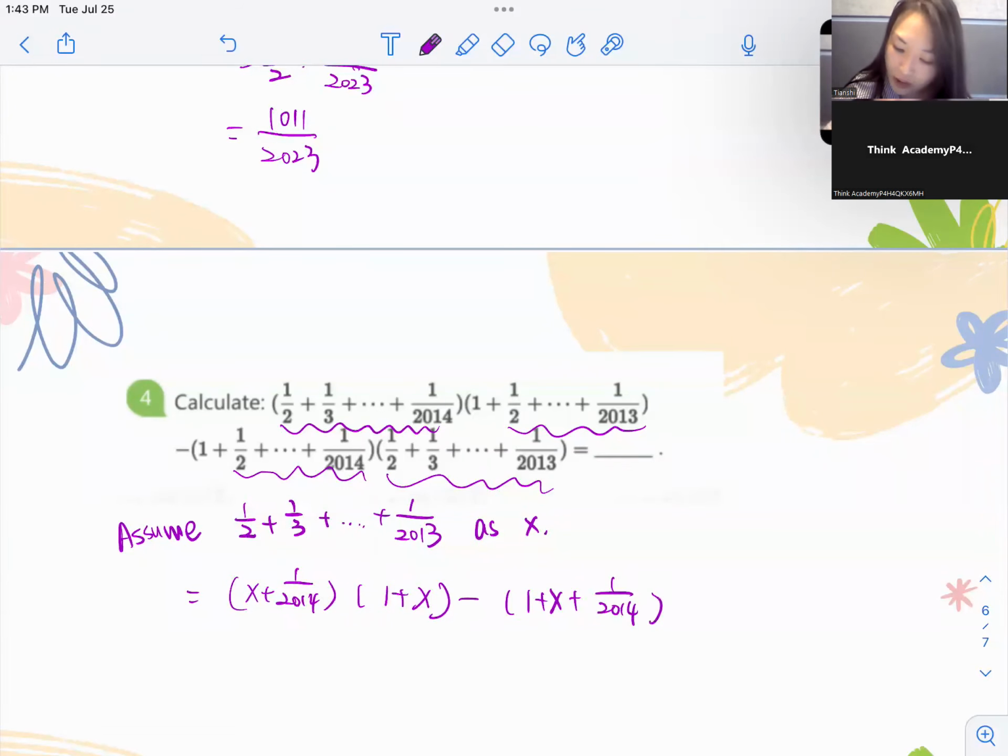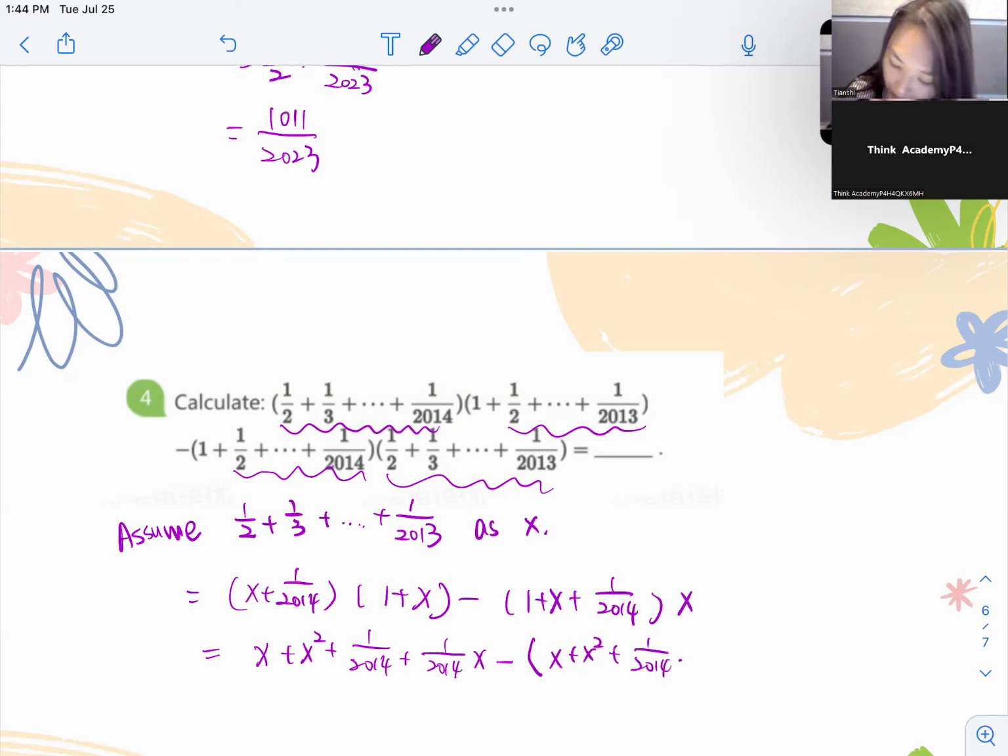And what about the last term? The last term is just x. And then we can do the calculation. So it's x plus x squared plus 1 over 2014 plus 1 over 2014x. And then minus, here we need a parenthesis. So x plus x squared plus 1 over 2014 times x. And then we can open up the parenthesis. So it's x plus x squared plus 1 over 2014 plus 1 over 2014x and minus x squared minus 1 over 2014x.